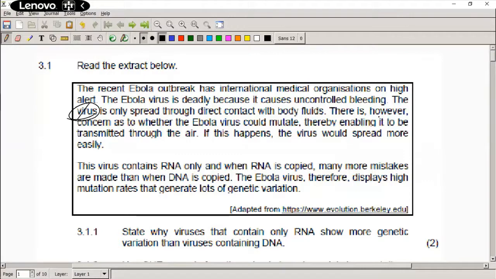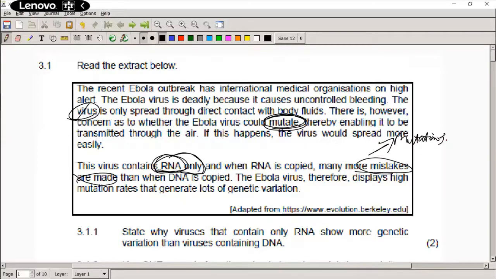There is however concern that the Ebola virus could mutate. We're going to learn about mutations in the next few lessons. Thereby enabling it to be transmitted through the air, if this happens, the virus would spread more easily. The virus contains RNA only. That's going to be a trick here when we read the question. And when RNA is copied, there are many more mistakes. So many mistakes happen. So these mistakes are called, ladies and gentlemen, mutations.